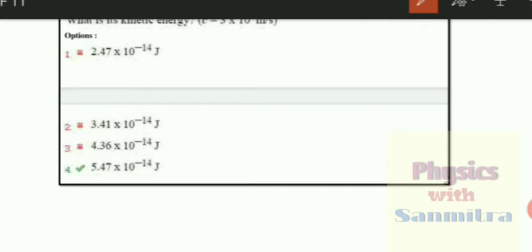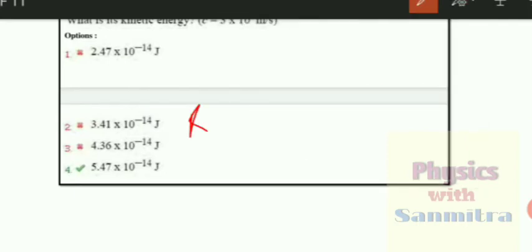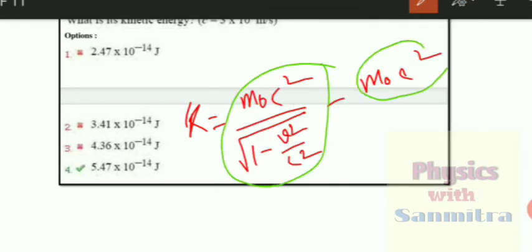An electron whose rest mass is 9.11 × 10^-31 kg moves with a speed of 0.8c. What is its kinetic energy? Now let's see what the formula of kinetic energy is. For the relativistic case, it is m₀c² by root over 1 minus v² by c², minus m₀c². Now this first part is the total energy and this part is the rest mass energy.